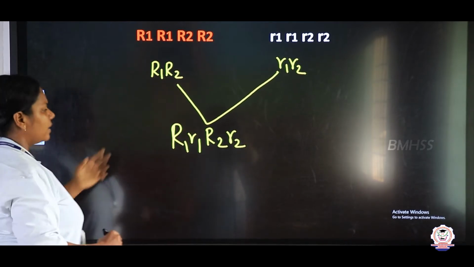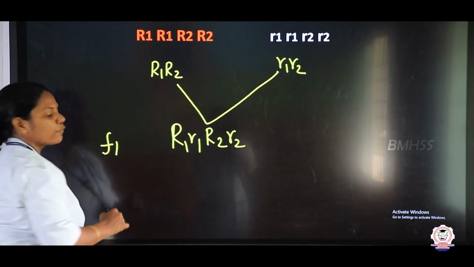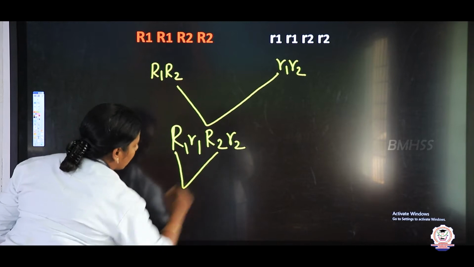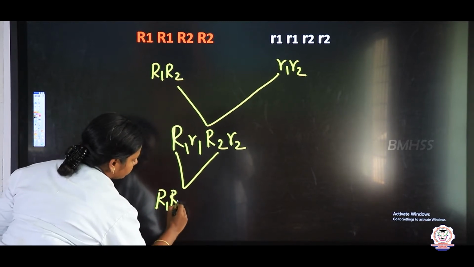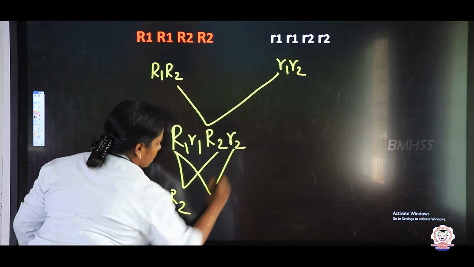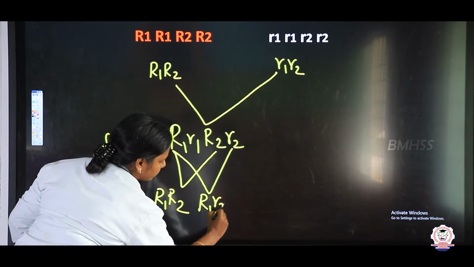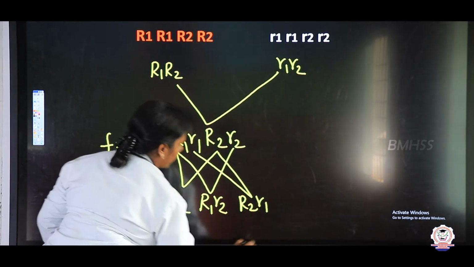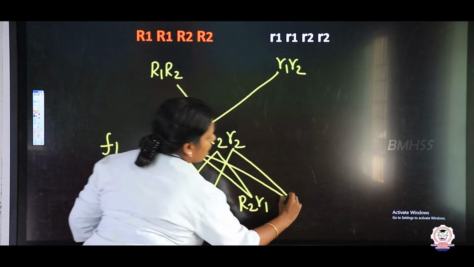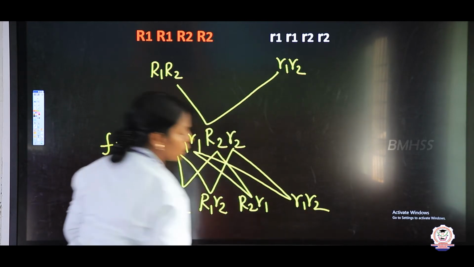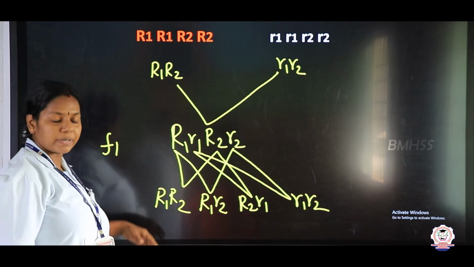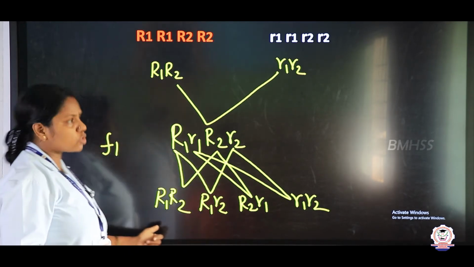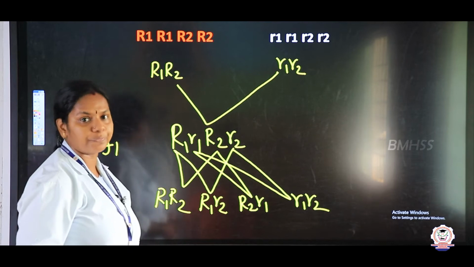Now, when the F1 generation was self-crossed, what are the gametes you will be getting? R1 R2, R1 r2, r1 R2, and r1 r2. So these are all the F1 hybrids. And now in the F2 generation, we are going to self-cross the hybrids. So now let us see what are all the combinations of wheat kernel we get.